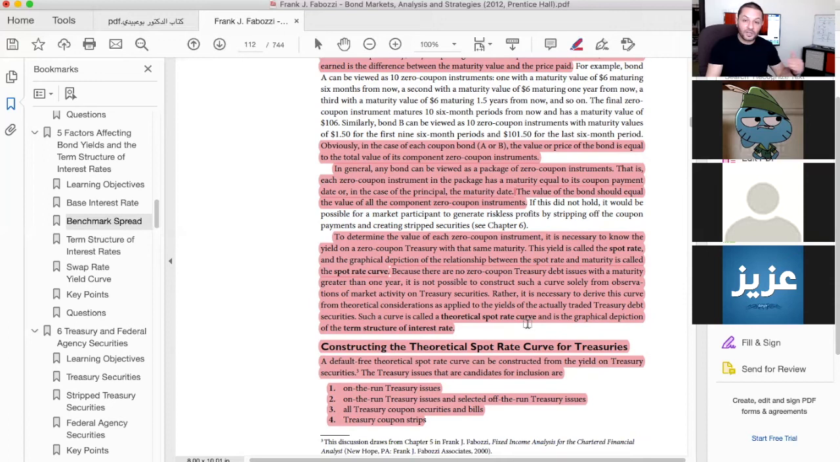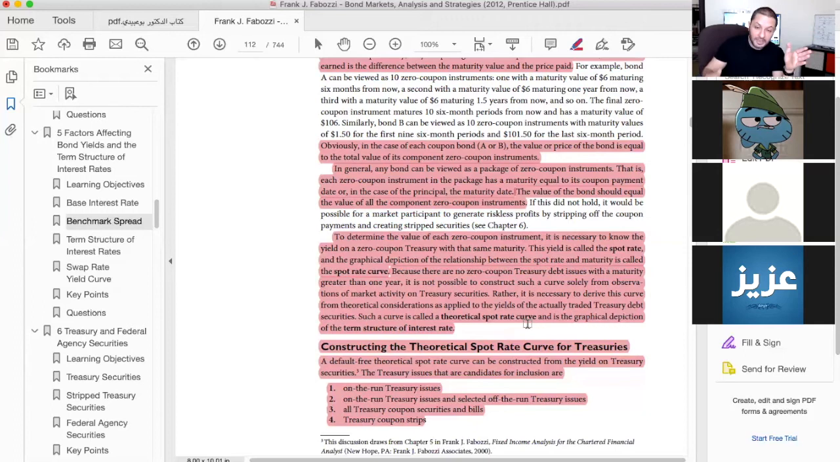Because remember, for the example of A and B, we have assumed that we will divide these bonds A and B into a package of small zero coupon instruments, right? Now, the good thing is that we can observe equivalent zero coupon treasury instruments for 6 months and 1 year, because these treasury bills are zero coupon instruments. So we don't have to worry for maturities under 1 year.